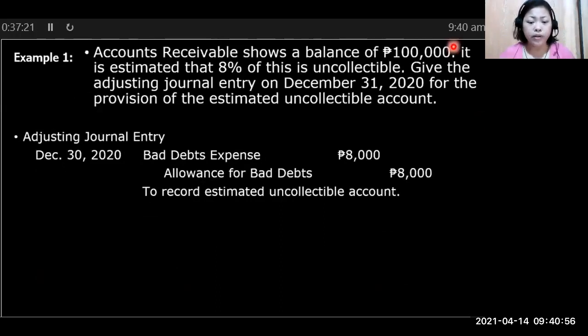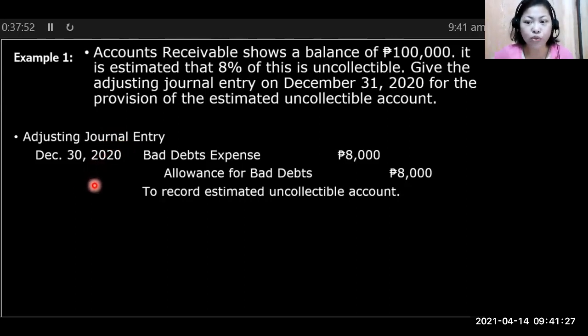Accounts receivable shows a balance of 100,000 pesos. It is estimated that 8% of this is uncollectible. Okay, so 8% from 100,000 is uncollectible. That is an estimation. Give the adjusting journal entry on December 31, 2020 for the provision of the estimated uncollectible account. Okay, so let's see the adjusting journal entry.